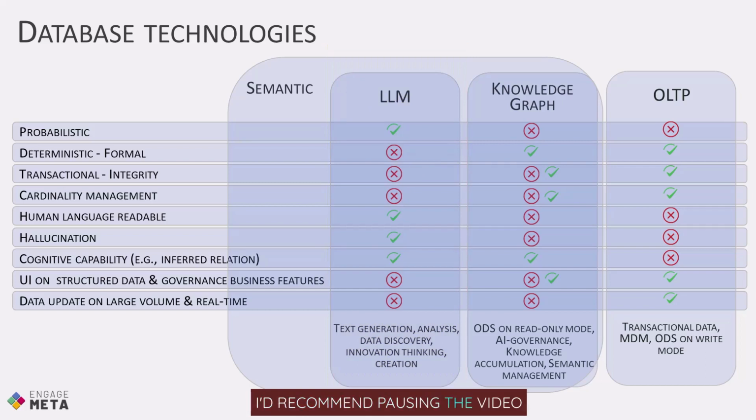I recommend pausing the video to review the different features I've presented here. You will see how they vary depending on these three database technologies. Unfortunately, the current state of IT doesn't offer an all-inclusive technology that covers every aspect. Therefore, an information system architecture must rely on these different approaches to create a comprehensive solution. I will revisit this holistic approach later in the presentation.